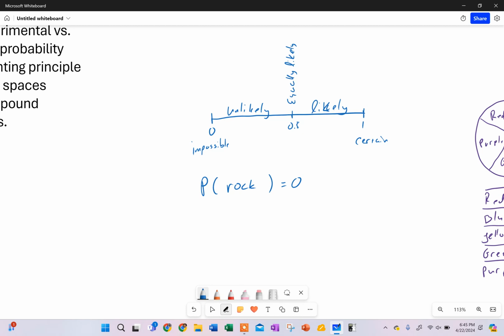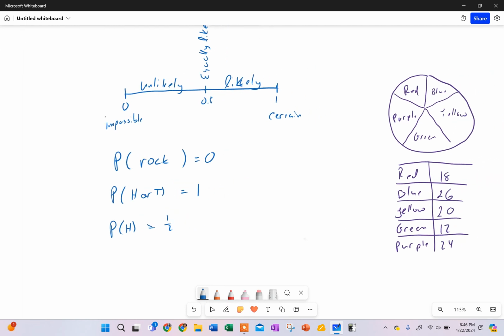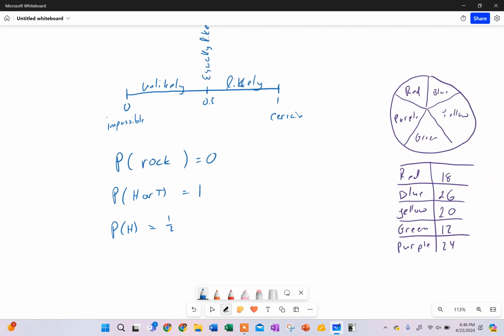If I said, what's the probability of flipping a coin and getting a head or a tail? That is going to be 1 because it's always going to happen. If I said, what's the probability of getting a head? It would be 1/2 or 0.5 because it is equally likely to get a head or a tail. Now, if it's less than 1/2, it's unlikely to happen. And the more unlikely it is, the closer it is to 0.